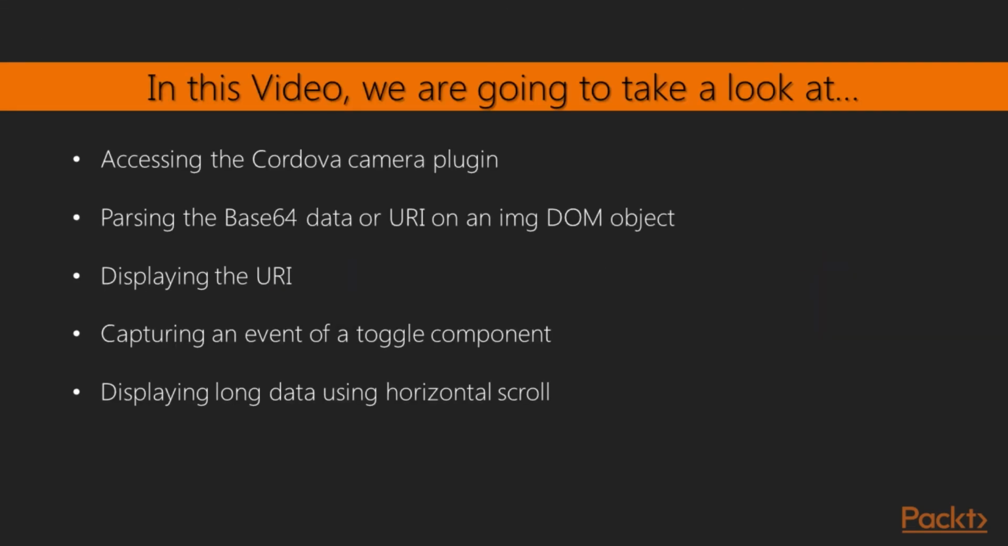In this video, we'll first access the Cordova camera plugin to trigger camera capture and get the image in base64 or URI format. We'll then pass the base64 data or URI to an IMG DOM object and display the URI if it's in the URI format. Next, we'll capture an event of a toggle component and finally display long data using horizontal scroll.